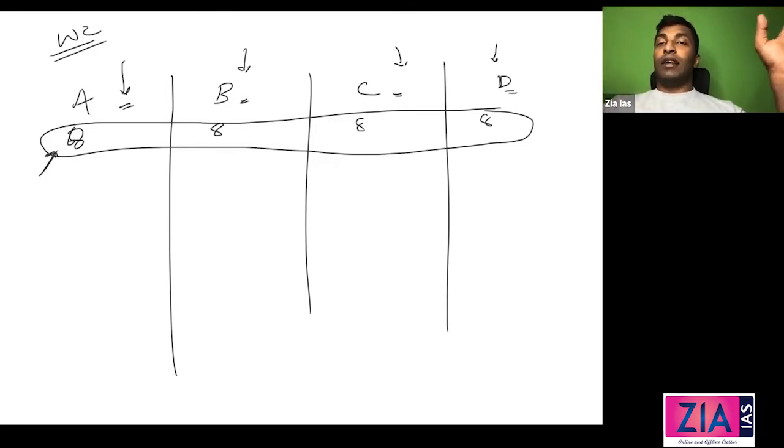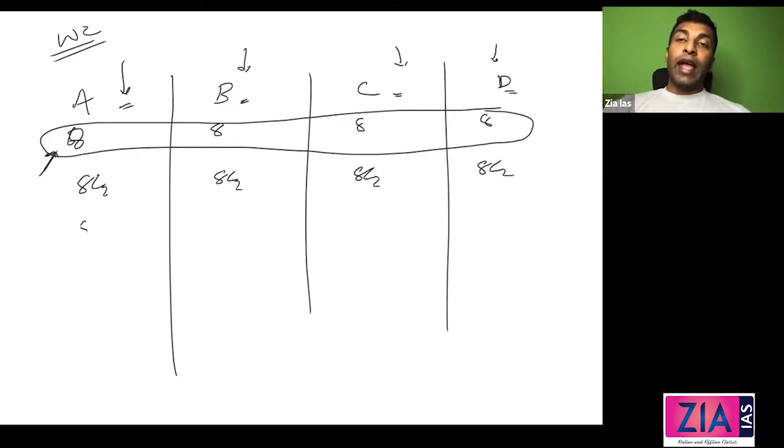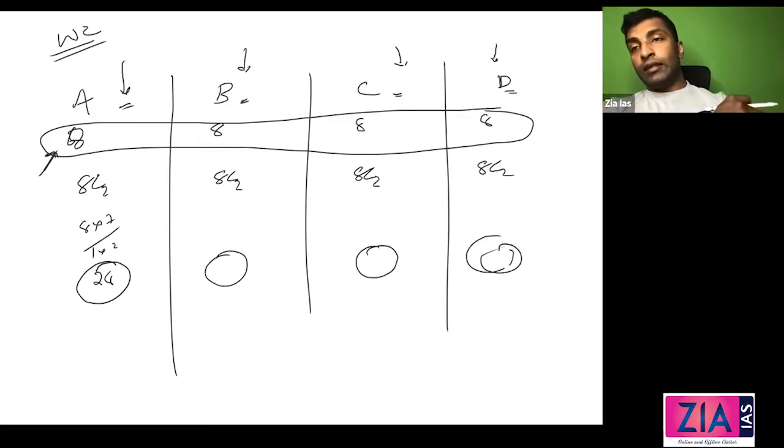This is a question. So guys, this is easy, right? 8C2 matches will be played here, 8C2 here, 8C2 here, 8C2 here. So what is 8C2? 8 into 7 divided by 1 into 2. That is 28. So 28 here, 28 here, 28 here, 28 here. Okay, that is crystal clear.